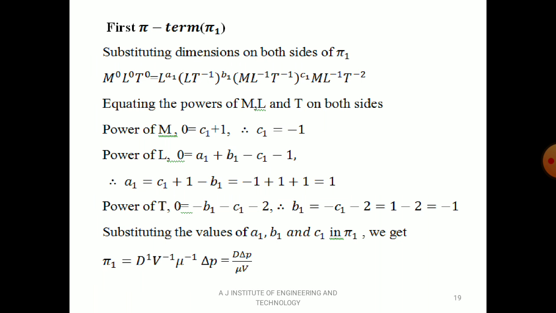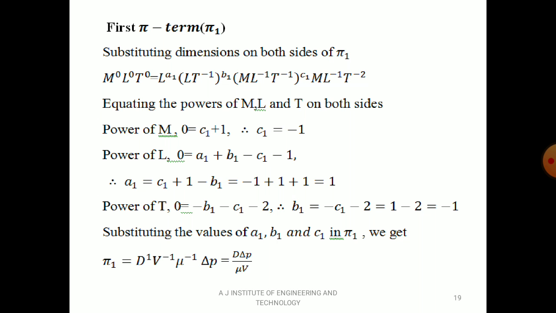Then for the first pi term, substituting dimensions on both sides of pi 1: M to the power 0, L to the power 0, T to the power 0 equals L to the power a1 into L T to the power minus 1 to the power b1 into M L to the power minus 1 T to the power minus 1 to the power c1 into M L to the power minus 1 T to the power minus 2. Then equating the powers of M, L and T on both sides. First let's go for equating the power of M. So 0 equals c1 plus 1, as on the left hand side M to the power 0, and on the right hand side M to the power c1 and M to the power 1.